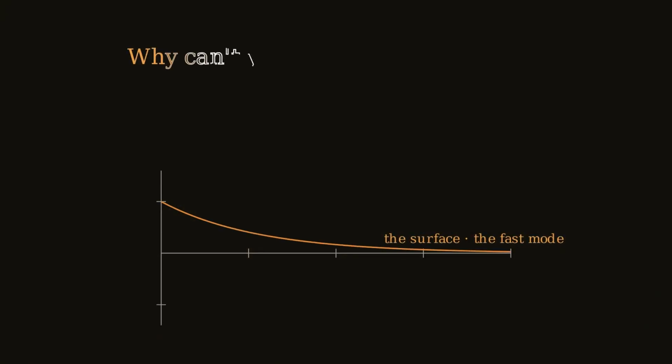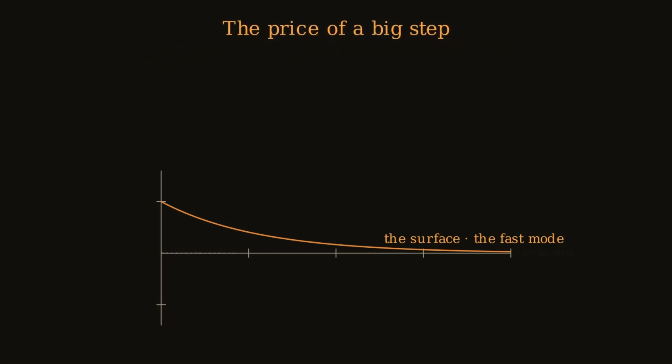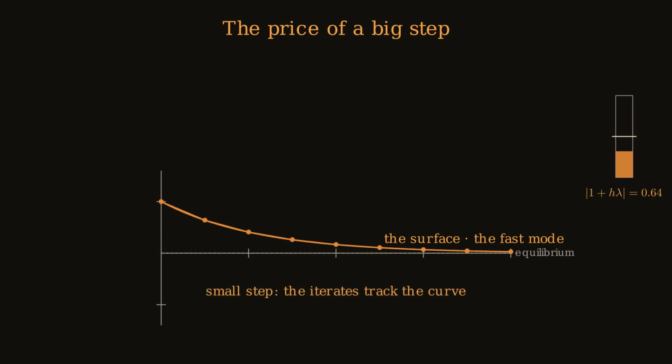Here's the standard move. In math, to step forward, read the slope where you are now, and follow it, the explicit method. Forward Euler. On our mode, y_next = (1 + hλ)y. The step h multiplies the rate. Watch the fast surface mode.